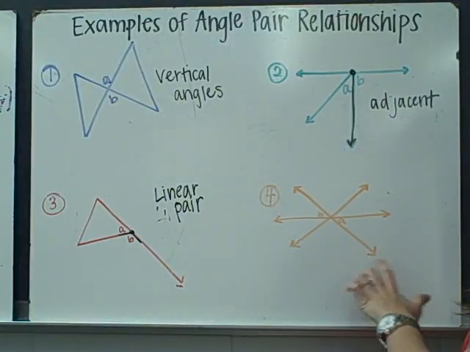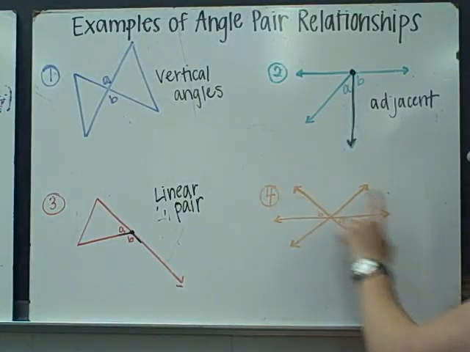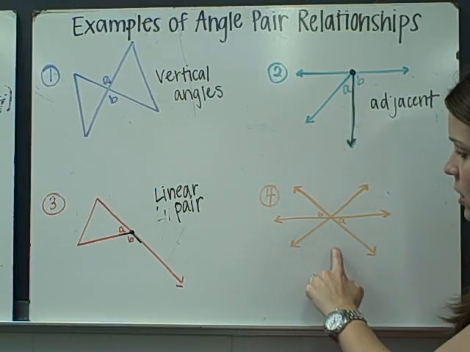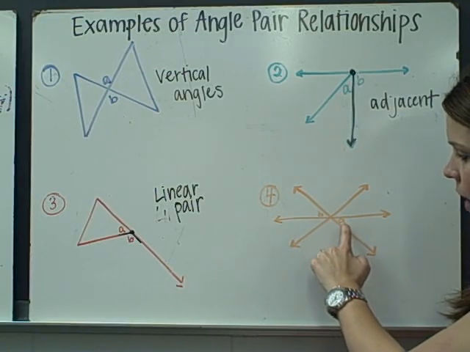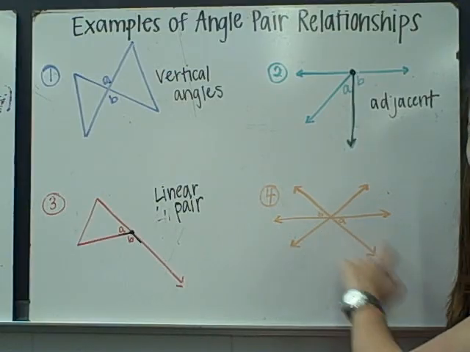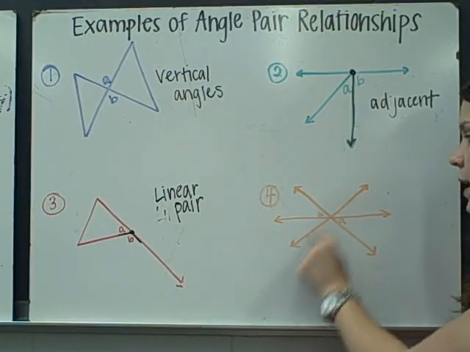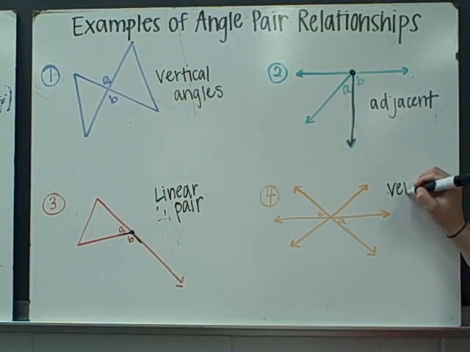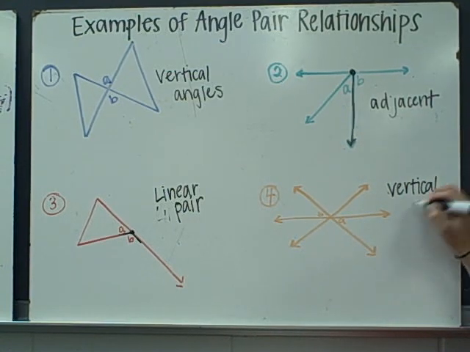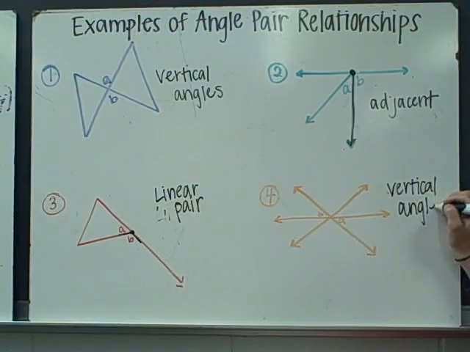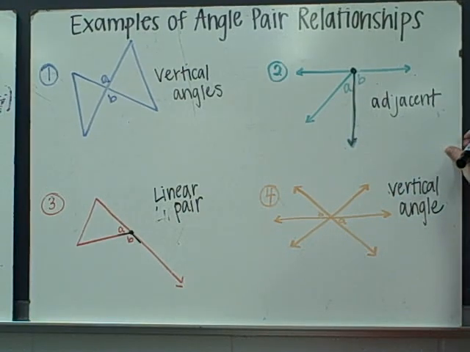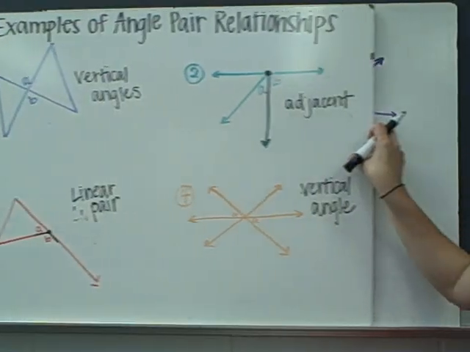And number 4, we have lines crossing every which way. Well, we know that they're crossing each other, and we look at A and B. Well, A and B are opposite angles. They're opposite of each other when two lines cross. So that is the definition of a vertical angle, because they're opposite of each other when two lines cross.